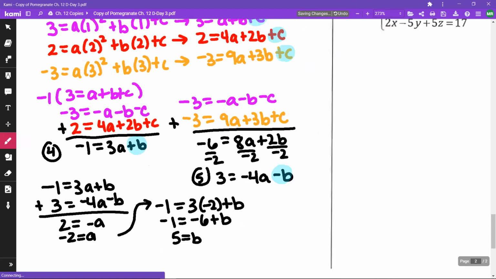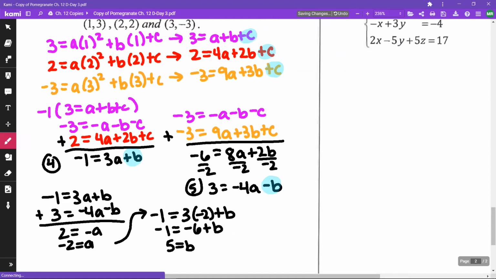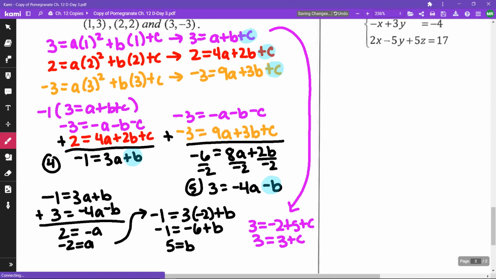Now I'm going to take both of these, my a and b, and I can put them into any of the ones at the top, but I think I'm going to do it into my original purple one before I multiplied by -1. So I'm going to have 3 is equal to -2 plus 5 plus c. So I get 3 is equal to 3 plus c. So my c is 0.